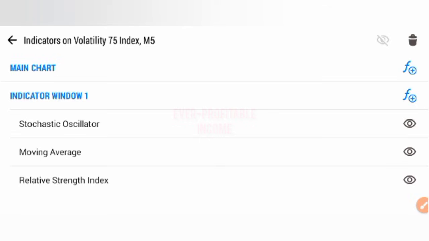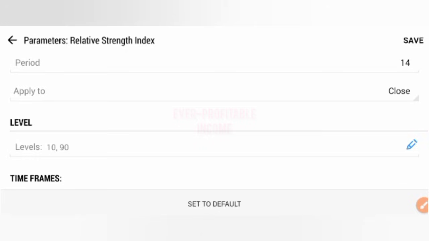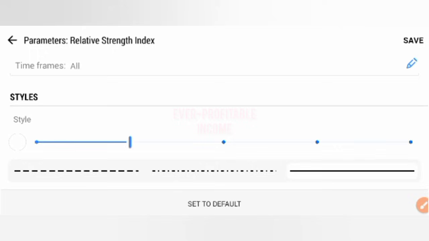And then the next is the relative strength index, which is the RSI, and the parameters are period 14 and apply to close, and the levels are 10 and 90. You can change the style color to be the same as your background color. If you are using black, let it be the same color as your background, because we don't need it. We only need it to identify our overbought level and our oversold level. After doing that, you click on save, and let's head back to our chart.